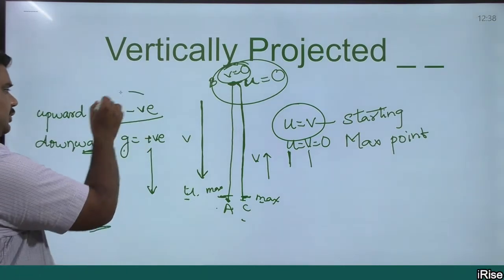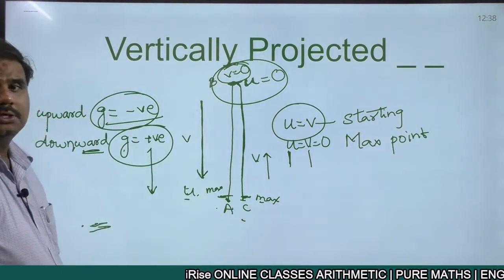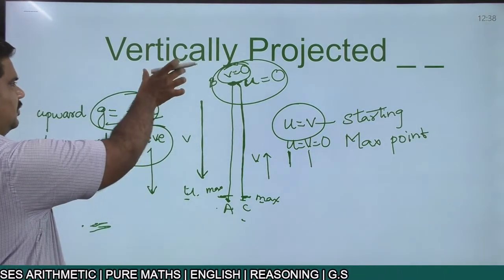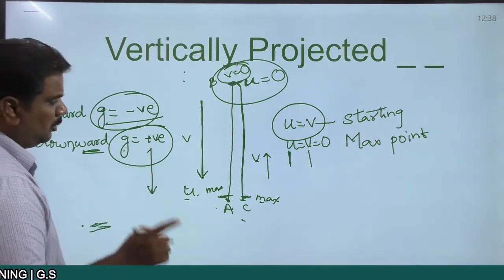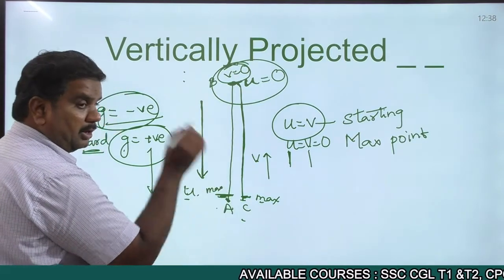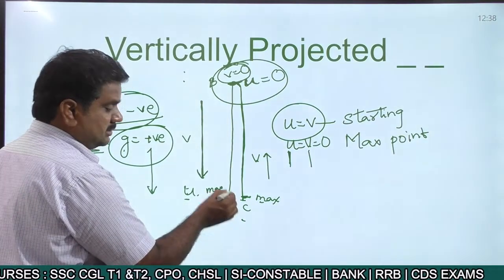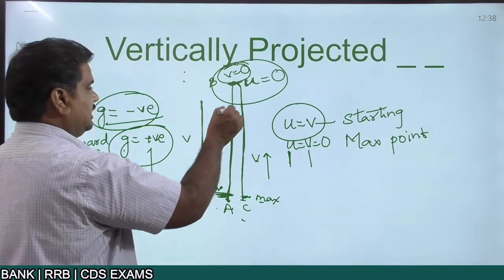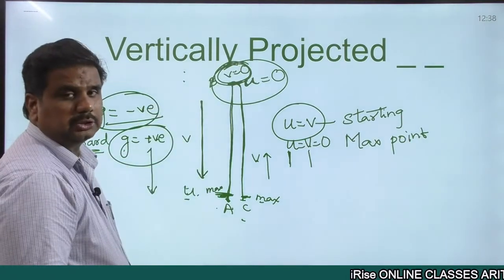When the object is projected upwards, the value of g is negative. When the object is freely falling downwards, g is always positive, right? A quick revamp of this. For all vertically projected objects, whenever an object is projected upwards, at the starting point it has the maximum velocity. And as the height continuously increases, at the maximum point, velocity will be equal to 0.